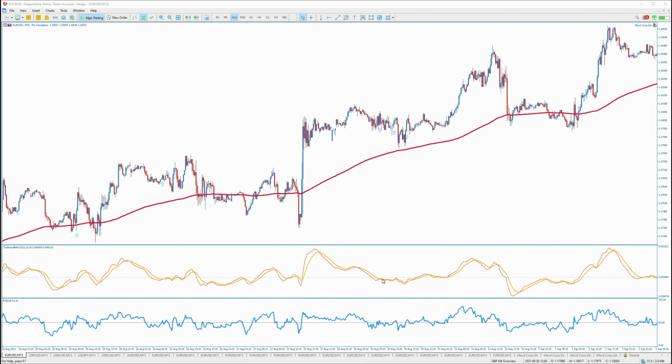Why is this so important? Well, it's simple. The further away you are from the zero line, I'm talking about the cross, the further away the cross happens, the less likely you're going to be mixed up in this entanglement right here. So it's a filter to keep you out of ranging markets. In other words, sideways markets.